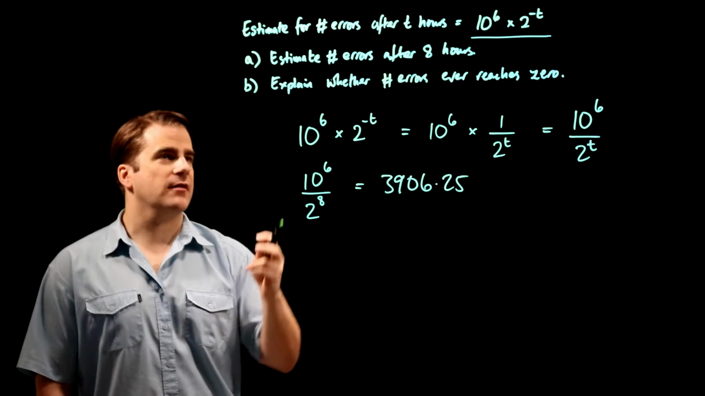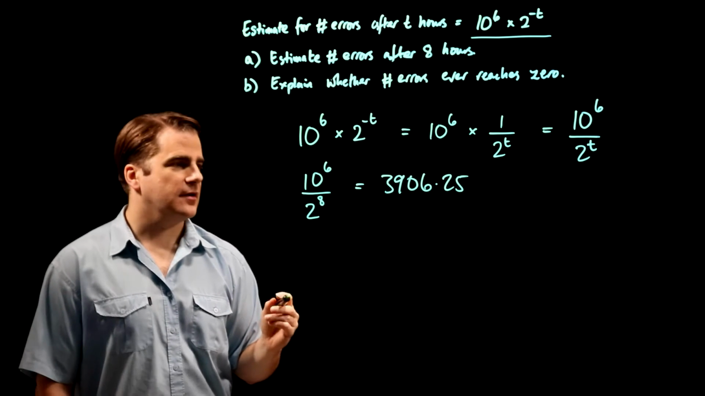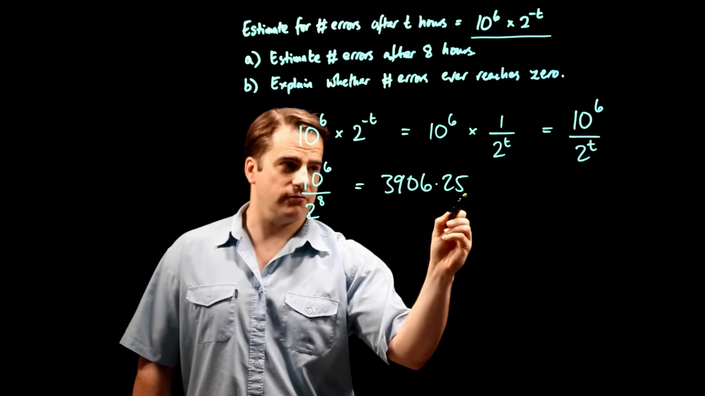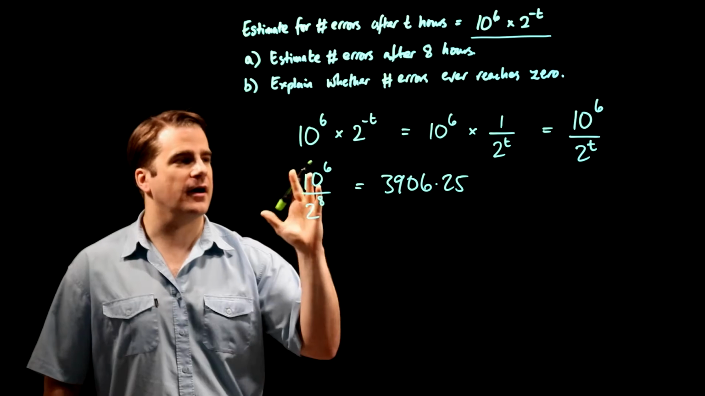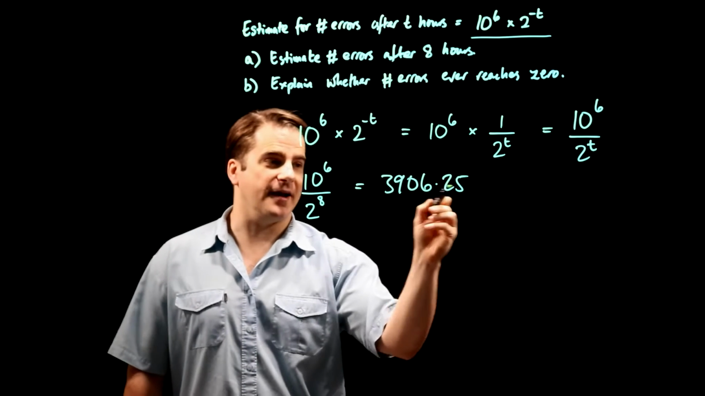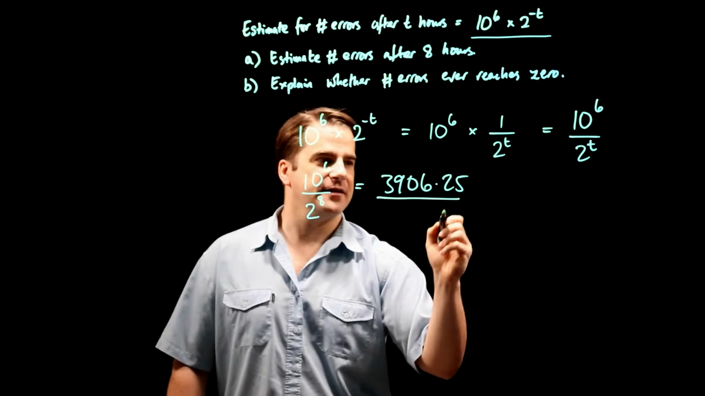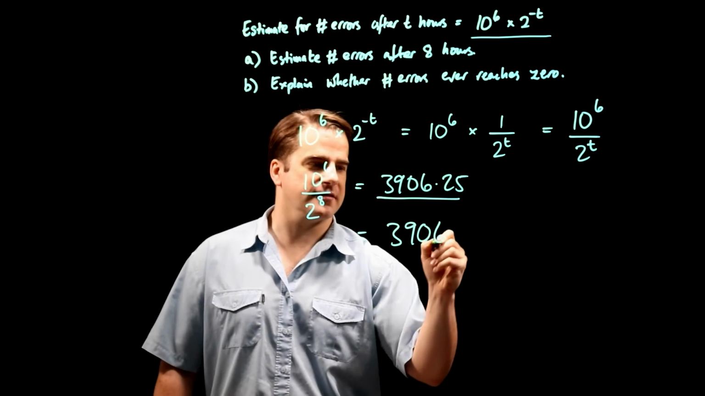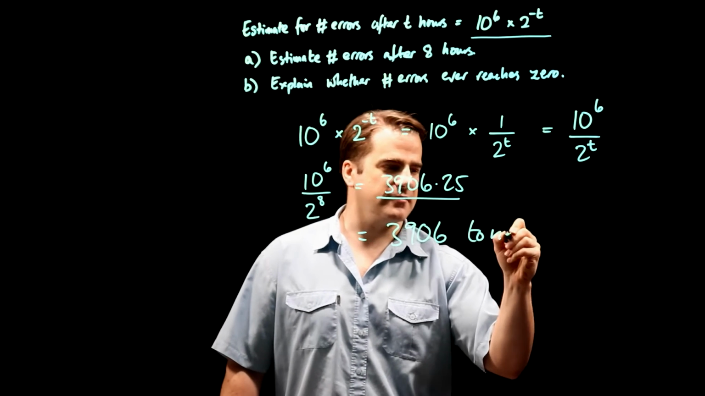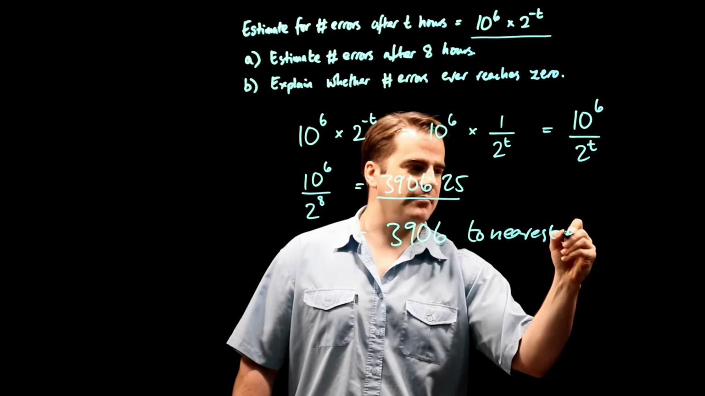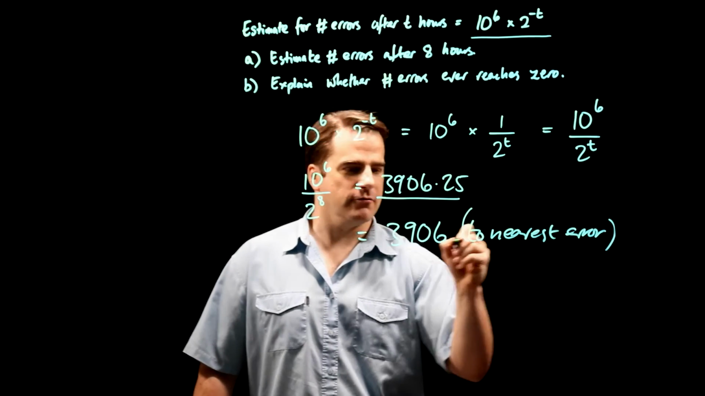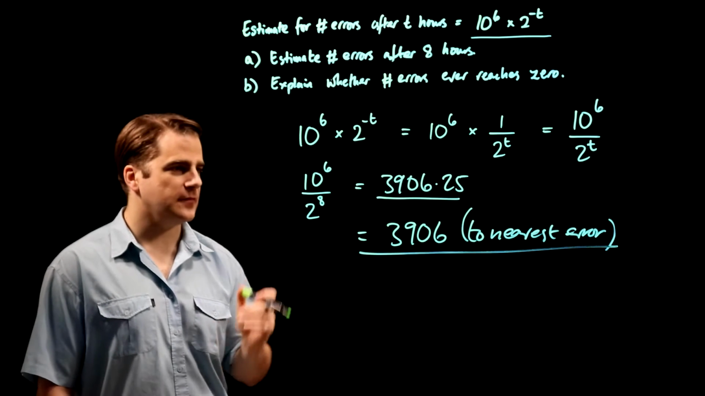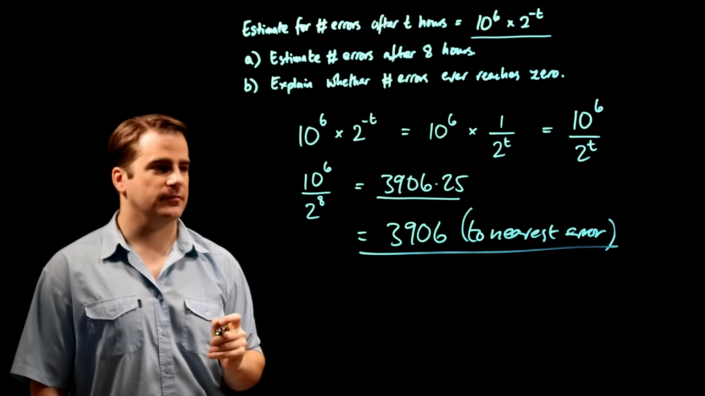Now, they're asking for an estimate for the number of errors. You can't really have 0.25 of an error. You can write that as the answer, but I recommend hedging your bets. Get that down on the answer sheet, okay? And also get this down, 3906 to the nearest error. Okay? Write both of them down, hedge your bets, and then you get the marks. Because it's only an estimate after all.